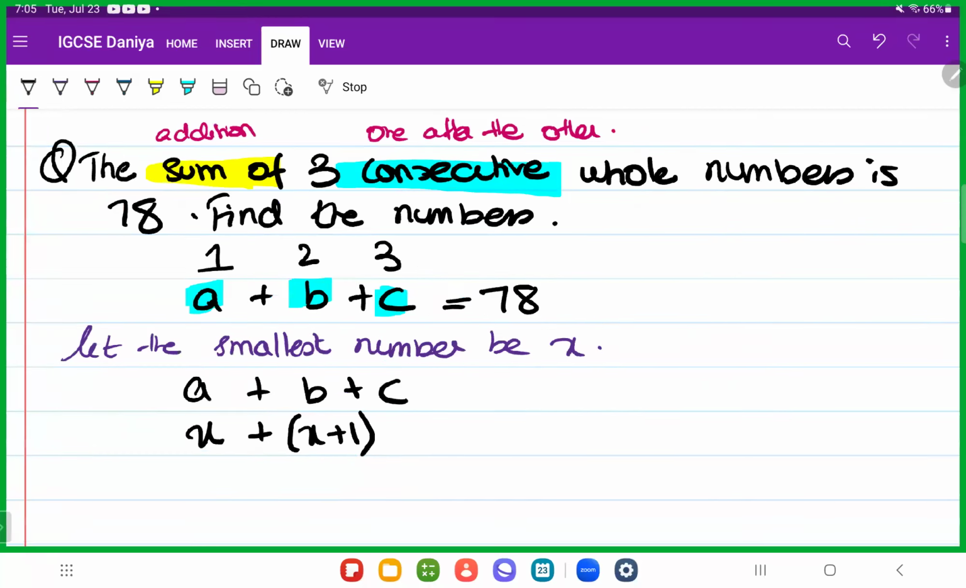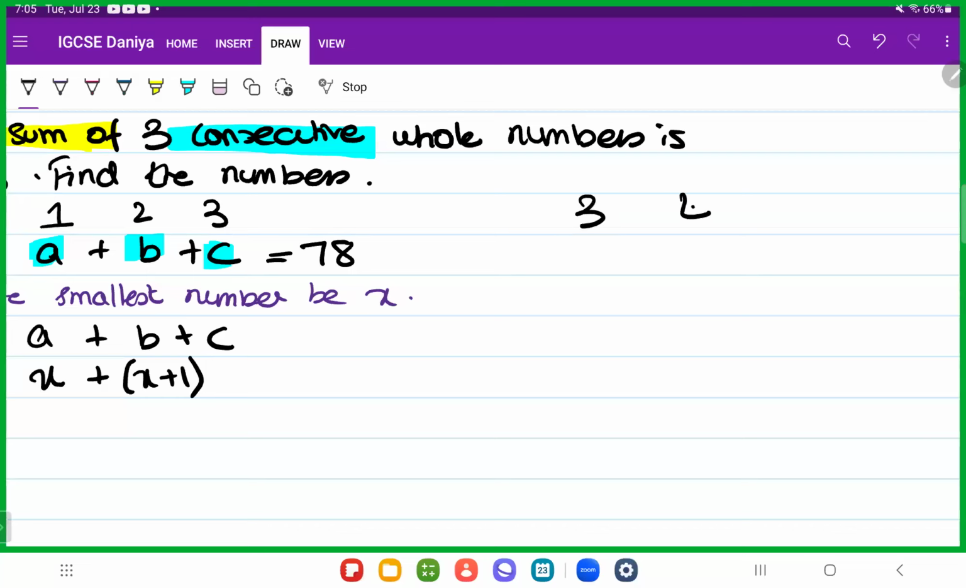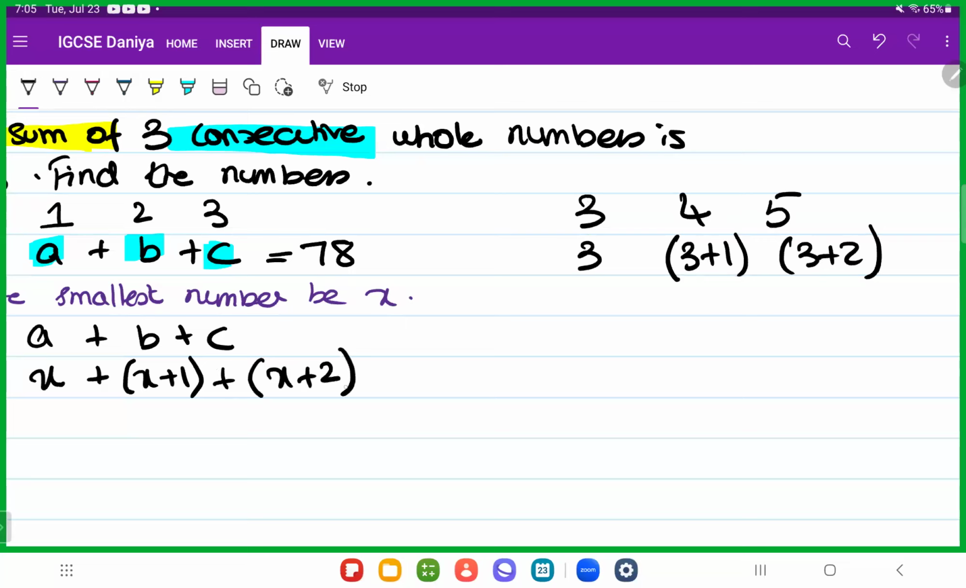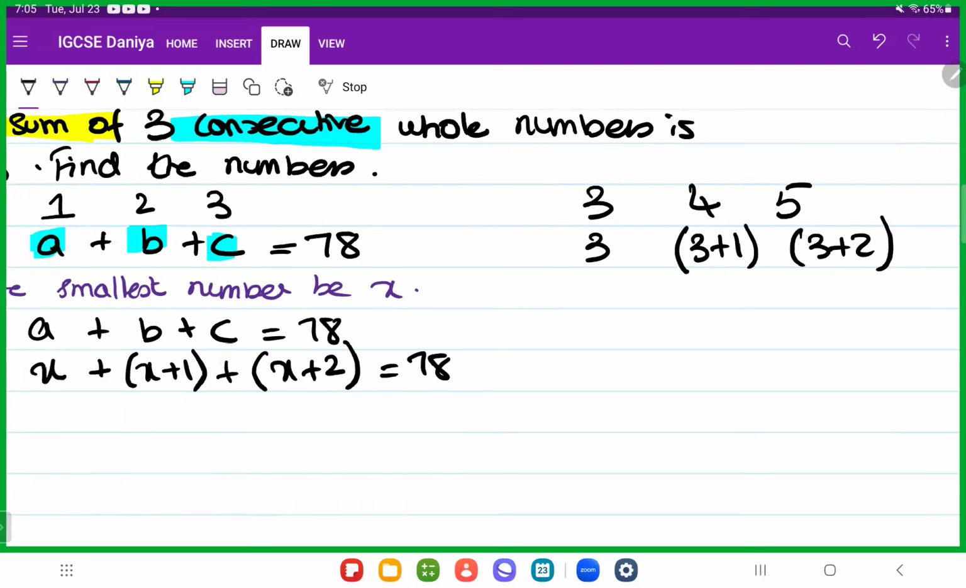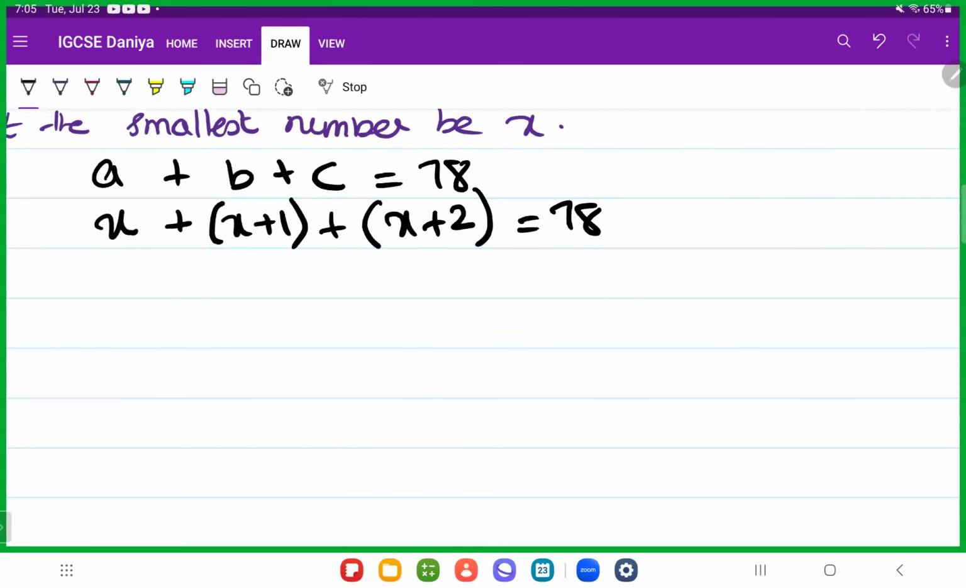If I'm writing 3, 4, and 5, if I have 3 here, 4 is basically 3 plus 1, and 5 is 3 plus 2, right? And so can I say C is x plus 2? Yeah? So have I made a linear equation now?